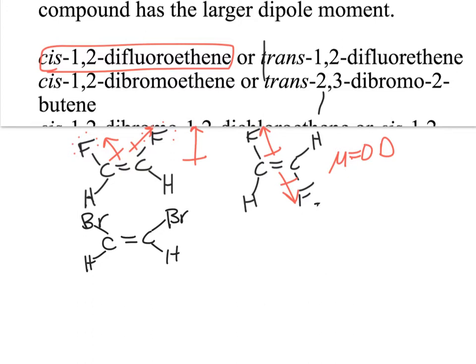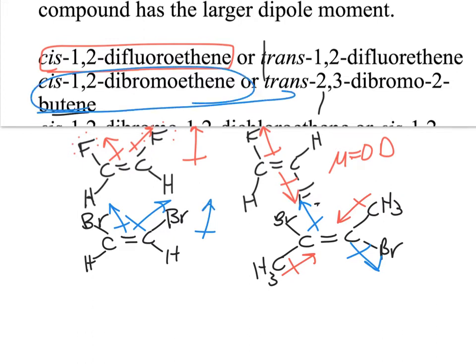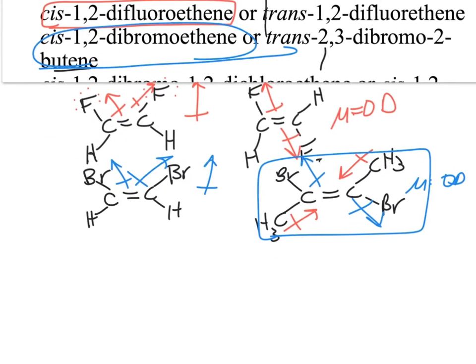We got a different one here. We have butene. So trans 2,3-butene. But what's happening here is the methyl groups are going to be donating. The bromine is going to be pulling. So in these, you just have it in one direction. So once again, I think that the cis would have a larger dipole, because of the symmetry, you would cancel these out. So this could possibly be 0 dipole moment.